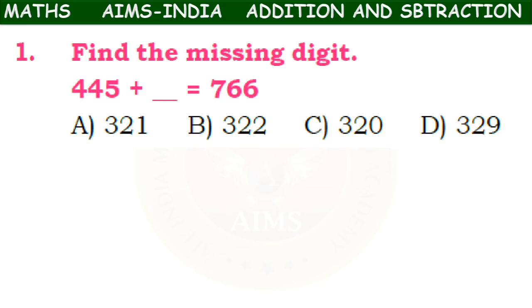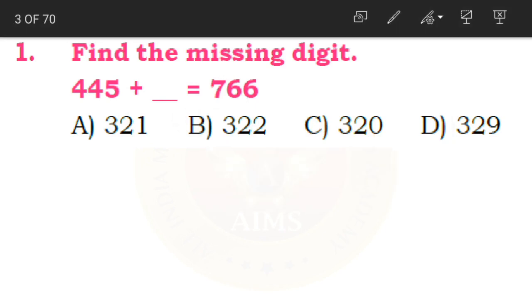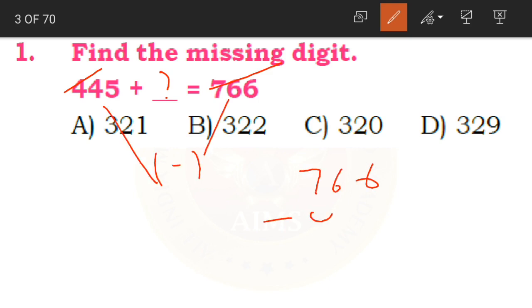Now coming to the first question for today, find the missing digit. 455 plus dash is equal to 766. If you remember about this children, yes, what should we do? Addend is given and the sum is given. We need to find out the other addend. That means we need to subtract the addend from the sum. Yes. So 766 minus 455.